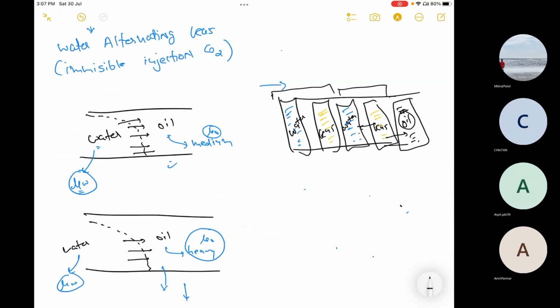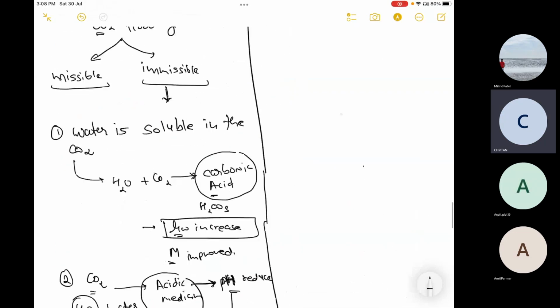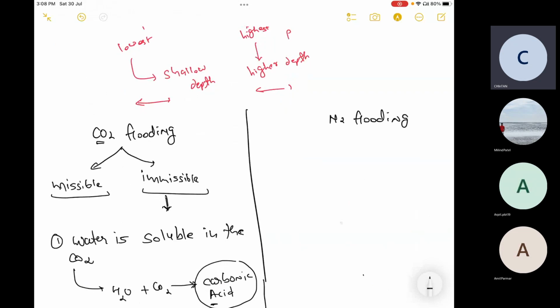No, sir. Okay. So quickly, let's compare CO2 flooding with N2 flooding. What are the benefits of N2 flooding over CO2 flooding and CO2 flooding over N2 flooding? One benefit we have already observed with CO2 flooding is that it has the lowest miscibility pressure, so we can use it at a shallow depth compared to N2 flooding, because the miscibility pressure of N2 is higher. So definitely this is the major drawback.